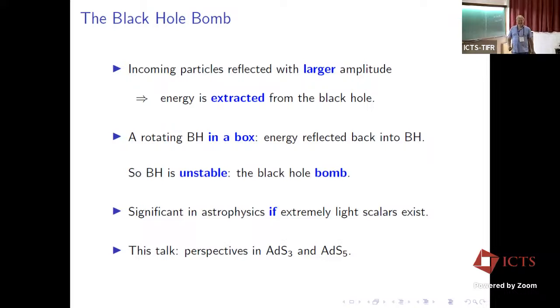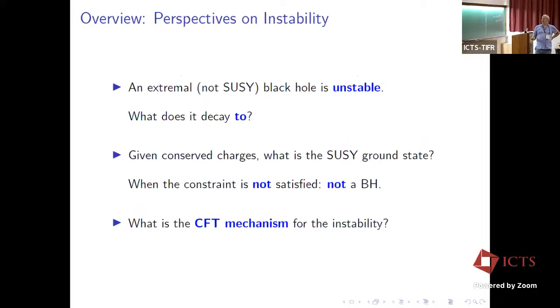Oh yes, that paper I'm aware of, of course. But you'll see, that's not supersymmetric, and very far from supersymmetric. So these are my perspectives. Some perspectives: extremal, not supersymmetric black holes, they're unstable. What do they decay to?